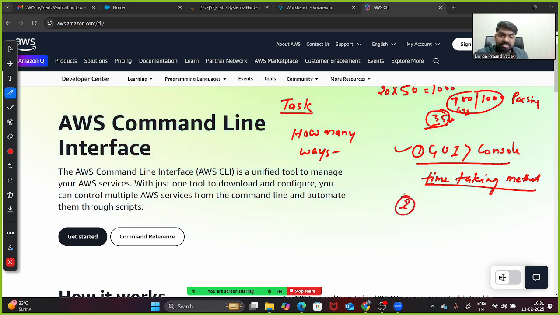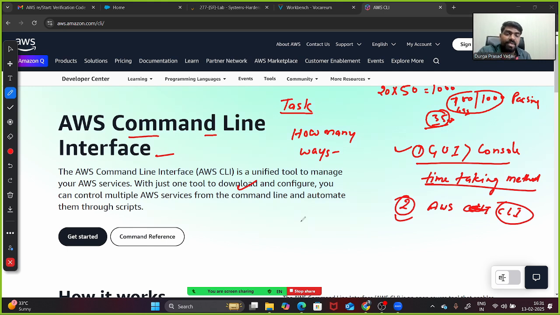Second solution is CLI. CLI stands for command line interface, and it is a software, or you can say a tool, of AWS. It is a software or a tool to manage AWS services. What you can do is download this software, configure it, and manage it. It means you will be able to give commands and create resources.